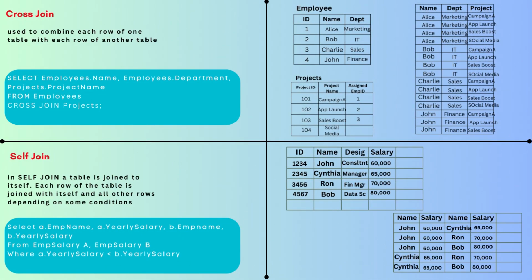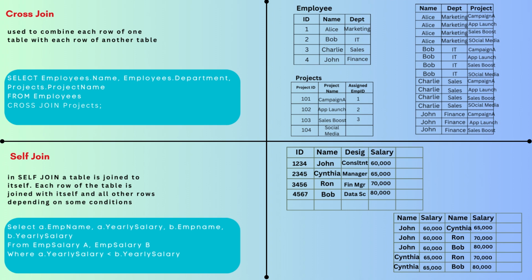Okay. Next one is a cross join. Cross join is used to combine each row of one table with each row of another table. So the syntax of cross join is select employees.name, employees.department, projects.project name from the table employees cross join projects. Now what this particular command is doing is showing the combination of each employee from the employee table with all the records in the projects table.